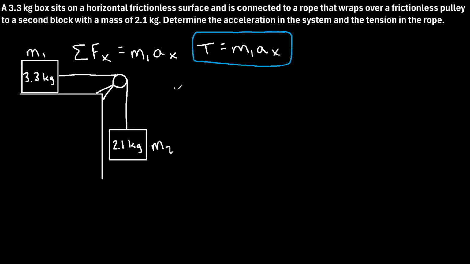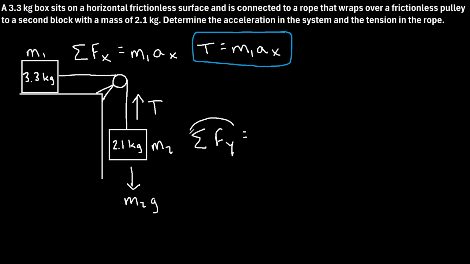Now, we said we also need to figure out what is the force in the y direction. So what we can say is the net force in the y direction. In this case, there's going to be two forces acting on this block. The first is the force of gravity, which is simply mass times gravity. So that will be m2 times g. But then we're also going to have a tension force that's opposing this force. So it's going in the opposite direction.